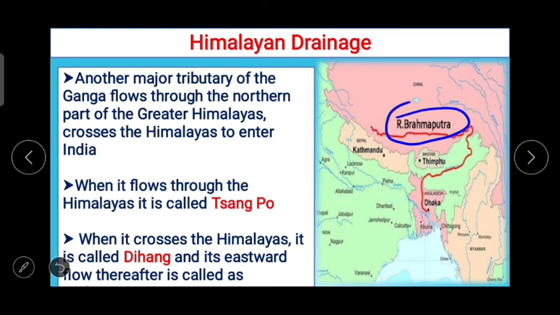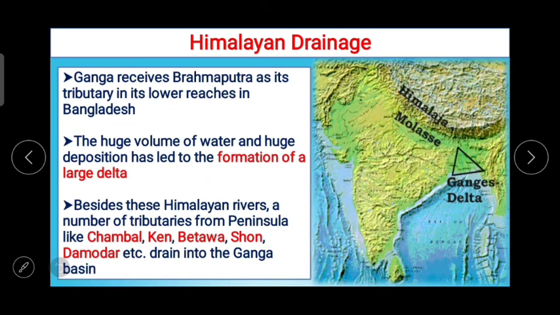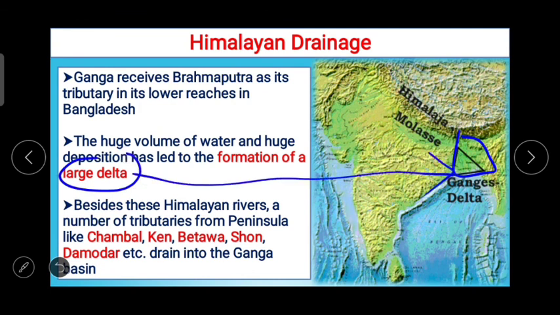So, from time to time Ganga meets its tributaries and hence its discharge increases. Ganga receives Brahmaputra as its tributary in its lower reaches in Bangladesh. This is the Ganga delta. Here you can see the huge volume of water and huge deposition has led to the formation of a large delta. And besides these Himalayan rivers, a number of tributaries from the peninsula like Chambal, Ken, Betwa, Shon, Damodar, etc. drain into the Ganga basin.